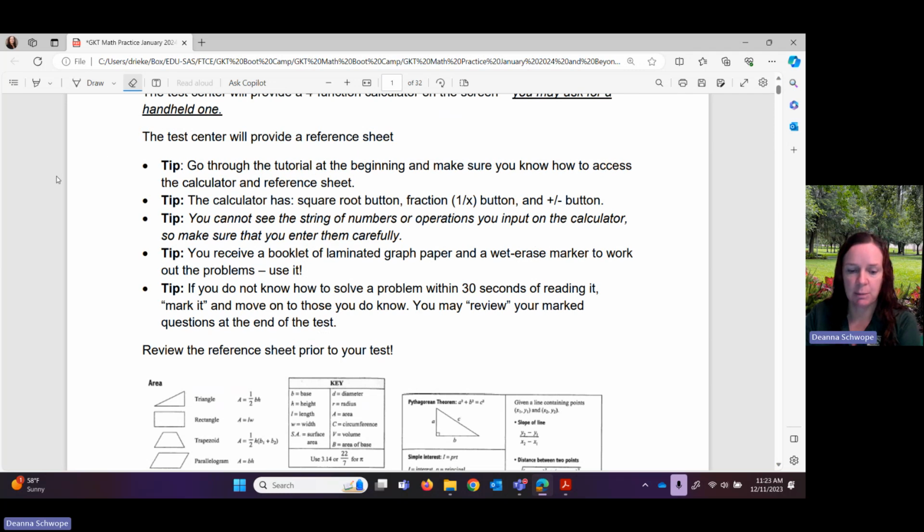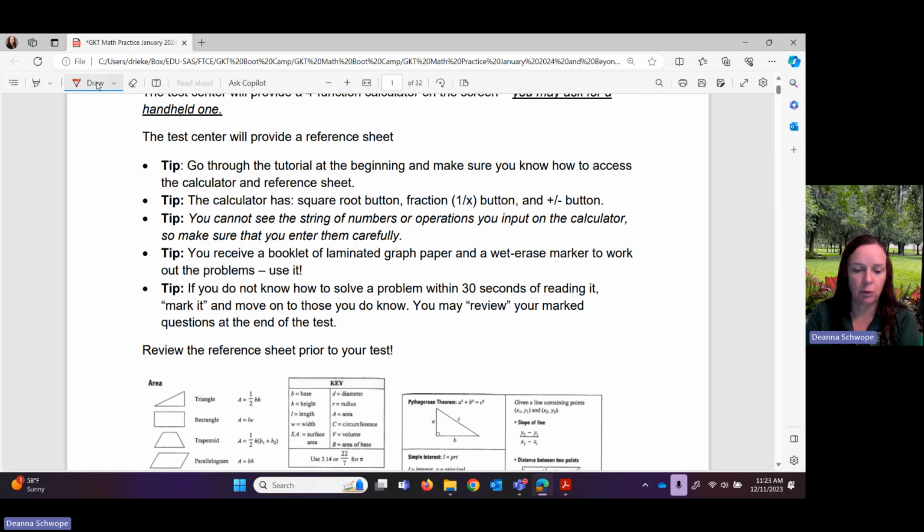Couple things to remember. Tip 1, go through the tutorial at the beginning. There is a tutorial on the test itself that walks you through the functionality of the computer system, how to get from question to question, things like that.